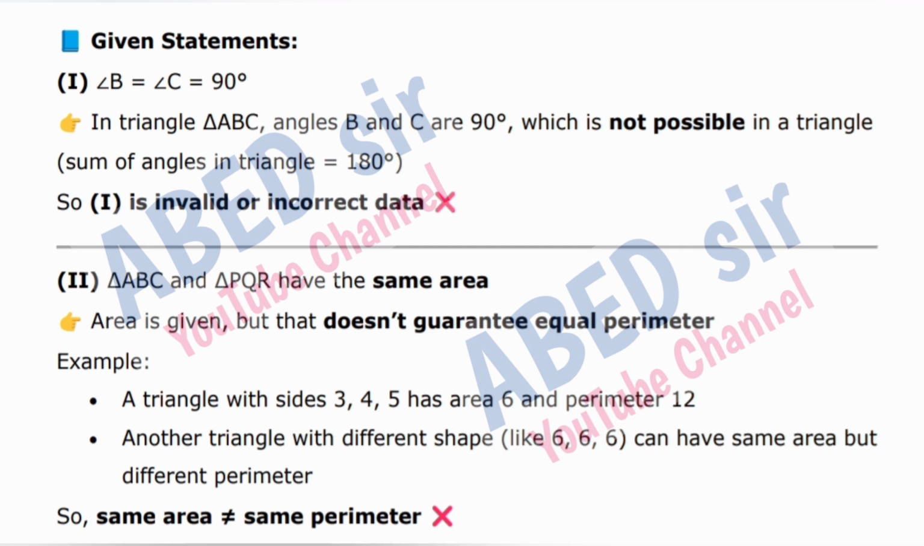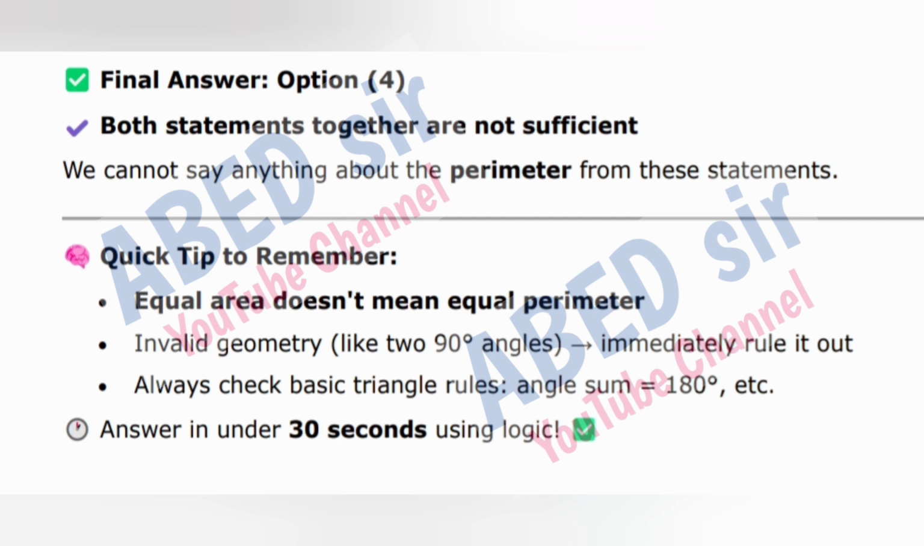2. ABC and PQR have the same area. Area is given, but that doesn't guarantee equal perimeter. Example. A triangle with sides 3, 4, 5 has area 6 and perimeter 12. Another triangle with a different shape can have the same area but a different perimeter. So, same area is not equal to same perimeter. Final answer, option 4. Both statements together are not sufficient. We cannot say anything about the perimeter from these statements.